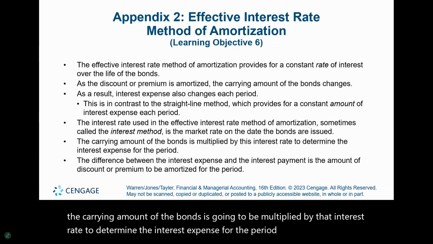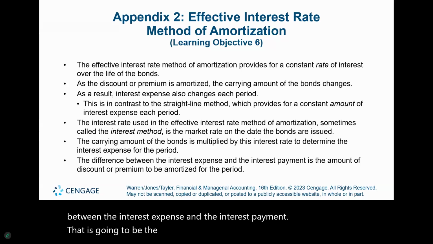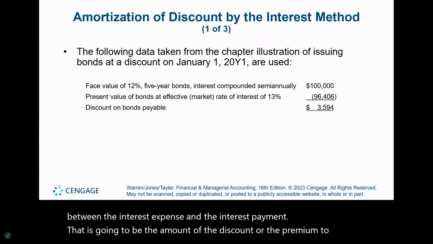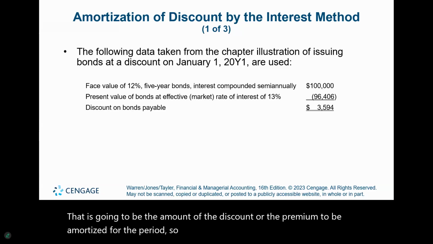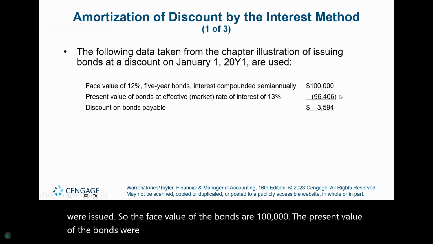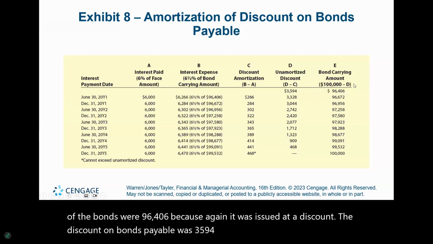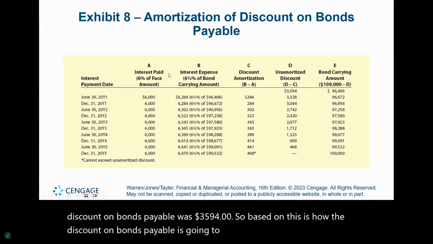And the difference between the interest expense and the interest payment is going to be the amount of the discount or the premium to be amortized for the period. So here we have this example for bonds that were issued. The face value of the bonds is $100,000. The present value of the bonds was $96,406 because, again, it was issued at a discount. The discount on bonds payable was $3,594. So based on this, this is how the discount on bonds payable is going to be amortized.